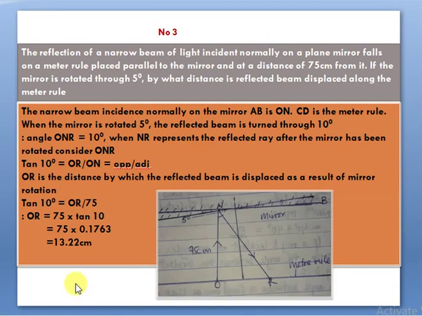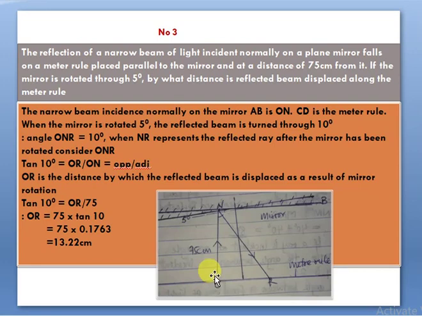Now, the reflection of a narrow beam of light. The narrow beam of light is incident normally. So look, the normal is a straight line. But now they say that the beam of light is incident normally, meaning that the incident ray will move straight. The incident ray will move what? Straight. It is still as the normal, but the arrow will show you it is a ray.